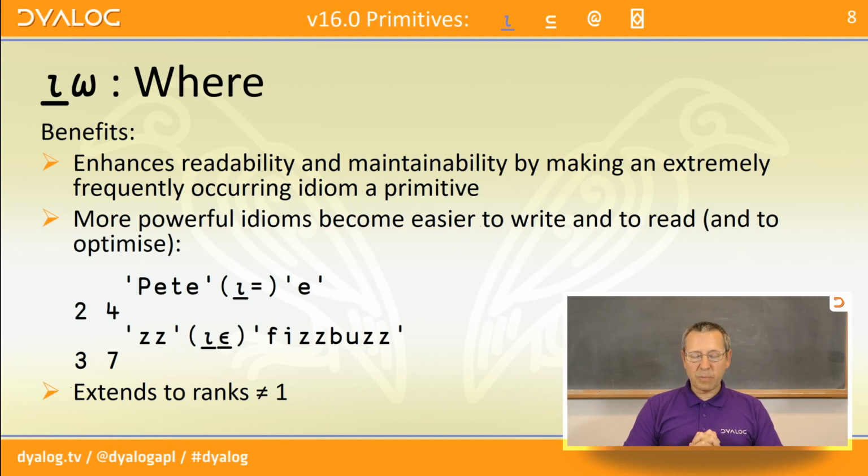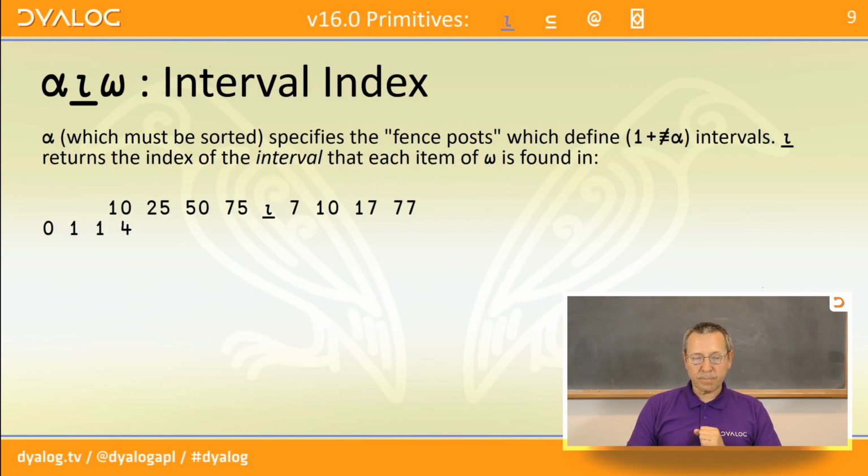So why are we doing this? It seems almost frivolous. We have idioms to do this. They're already optimized. But experience from other array languages shows that having iota underbar as a primitive enhances readability and maintainability significantly, and allows you to write more powerful idioms that remain very easy to read as well and to optimize, like the examples here where we're using 2 trains. So where equals Pete, where equals E, returns 2, 4, and ZZ where found in FizzBuzz returns 3, 7. So that's the monadic version of iota underbar.